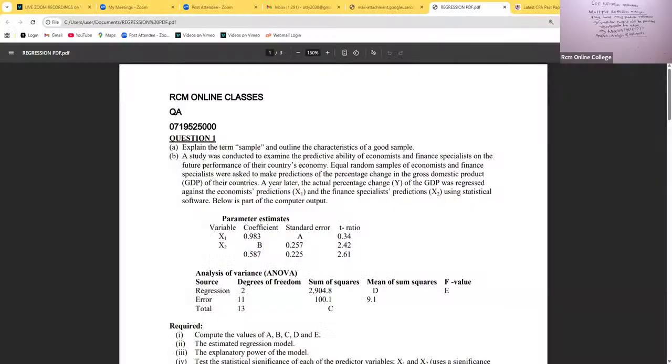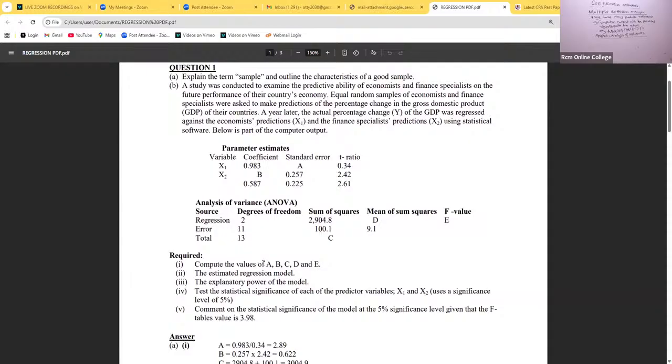So this is how your Advanced Management Accounting exam will look. This is quite an old question. It was a quantitative analysis question, but very relevant to you. All right. So forget about part A, part B. They want us to compute the values of A, B, C, D, and E. Then number 2, they want us to give them the estimated regression model.